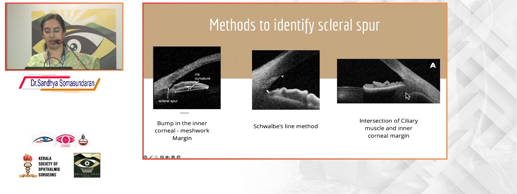And another method is the intersection of ciliary muscle and the inner corneal margin. This hyporeflective area, this is the ciliary muscle. So here you can see the intersection of the ciliary muscle and the inner corneal margin. This is the scleral spur. The most common one we use is the bump in the inner corneal meshwork margin. But there is one study which compares these three methods, which shows that this is the more realistic one.